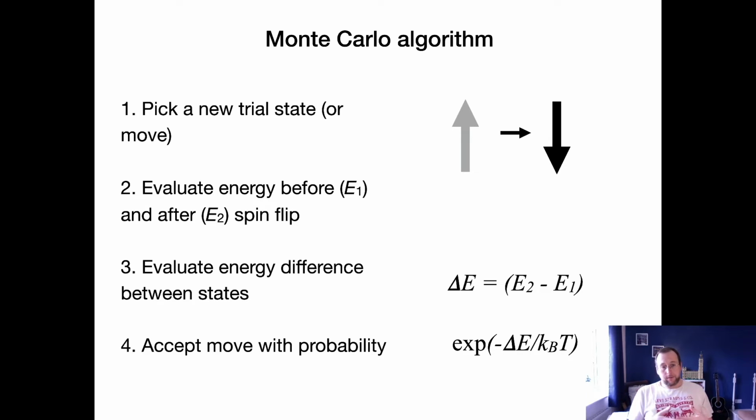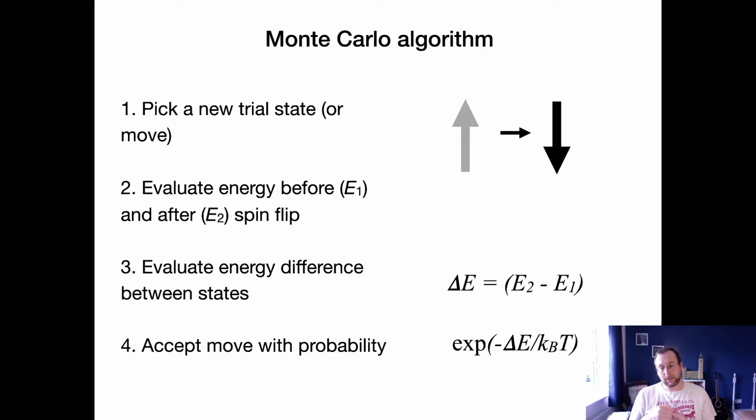This energy difference can then be used to simulate the effect of thermal fluctuations of the spin system. Essentially, we accept the probability of this change of state by exponentiating the change in energy over the thermal energy of the system. And this will then give you a Monte Carlo move.